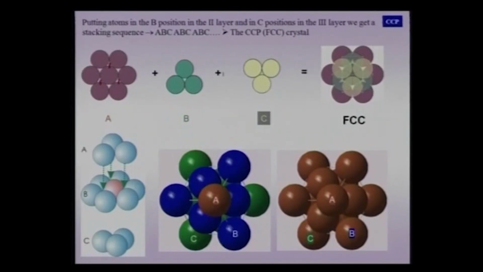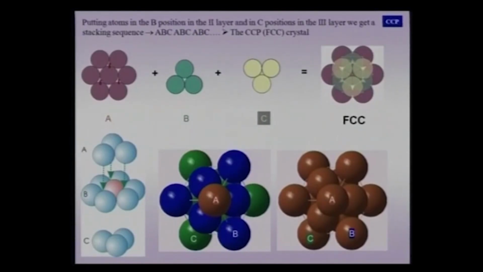Now, this kind of packing of 3 layers, I can repeat again, that means the 4th layer I put would be exactly above the A layer, the 5th layer would be exactly above the B layer, the 6th layer would be exactly above the C layer, and so forth. Therefore, such a packing would be called the ABC, ABC, ABC packing, and the crystal I obtain in this case would be called a cubic close packed crystal.